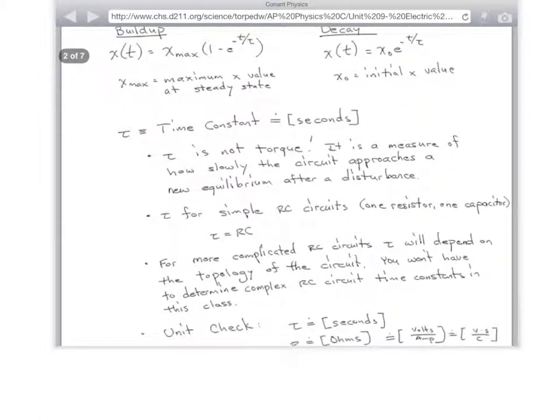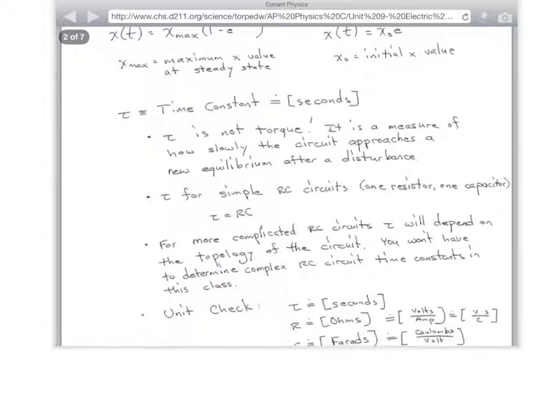Tau for simple RC circuits is R times C. Ooh, isn't that convenient? What's R stand for? Resistance. What's C stand for? Capacitance. All right. Simple RC circuits means one resistor, one capacitor. If you have 2 resistors or you have multiple capacitors or something like that, the time constant might no longer be R times C. It might be 1/2 RC, or it might be 3/2 RC. You'd have to figure it out, and that's beyond the scope of this course. We're not going to go there. Sound good? But for simple RC circuits, tau is R times C.